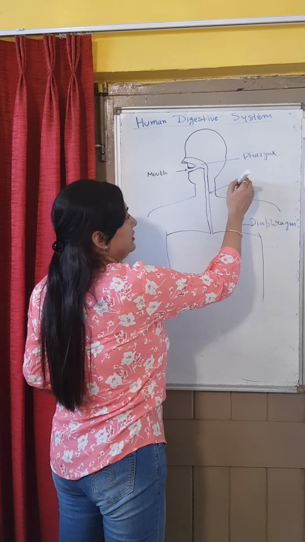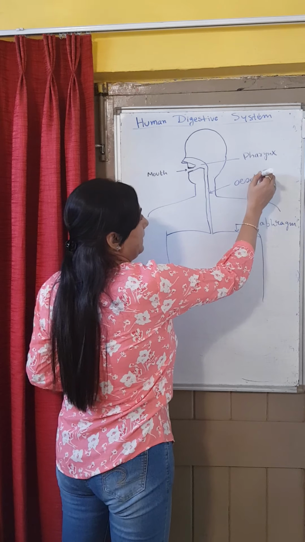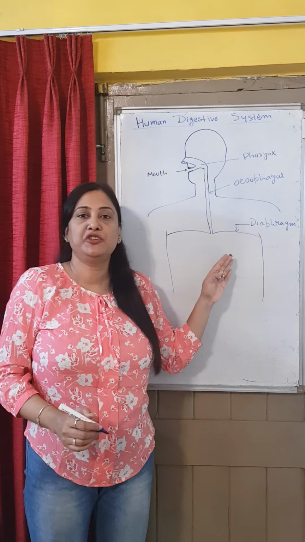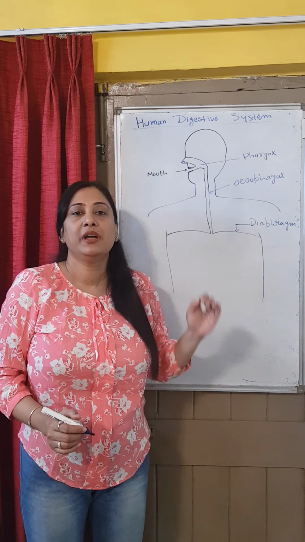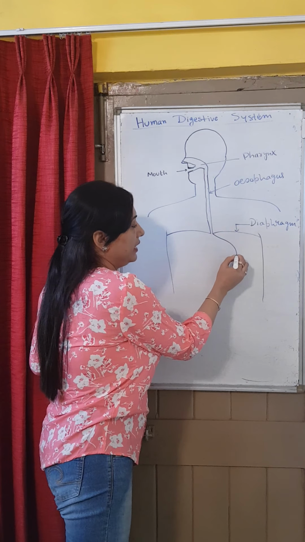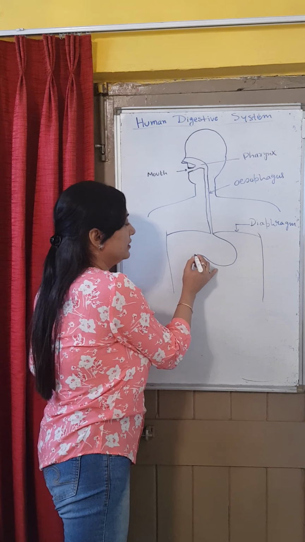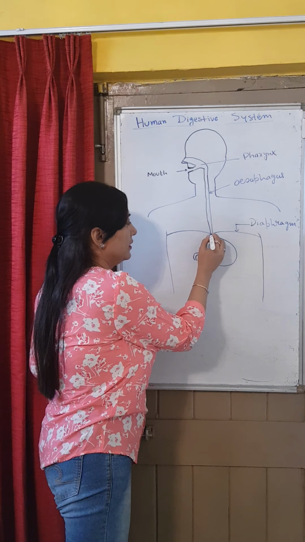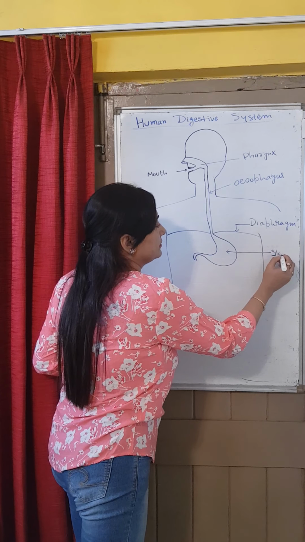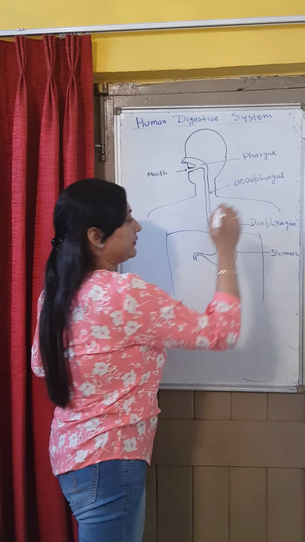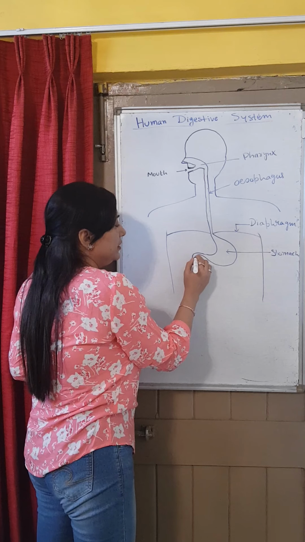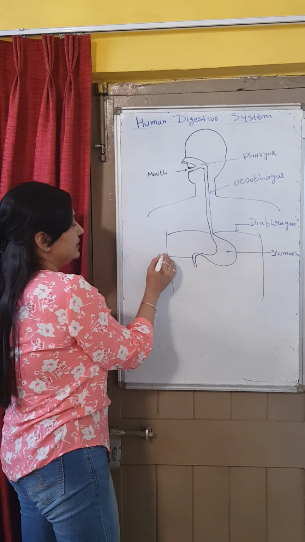This is the food pipe or esophagus. The diaphragm is a partition that separates the thoracic cavity from the abdominal cavity. This esophagus now ends in a J-shaped stomach. This is the stomach. This stomach ends in the duodenum, part of the small intestine. This is the duodenum.